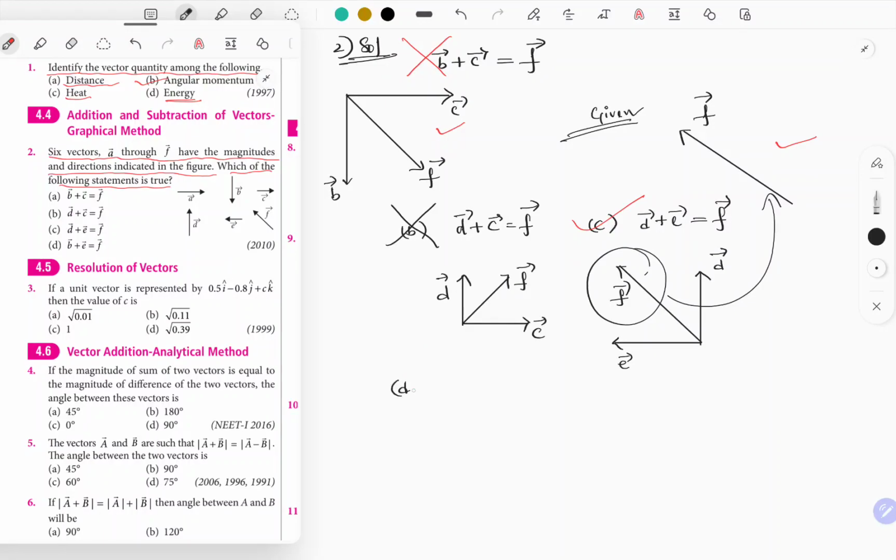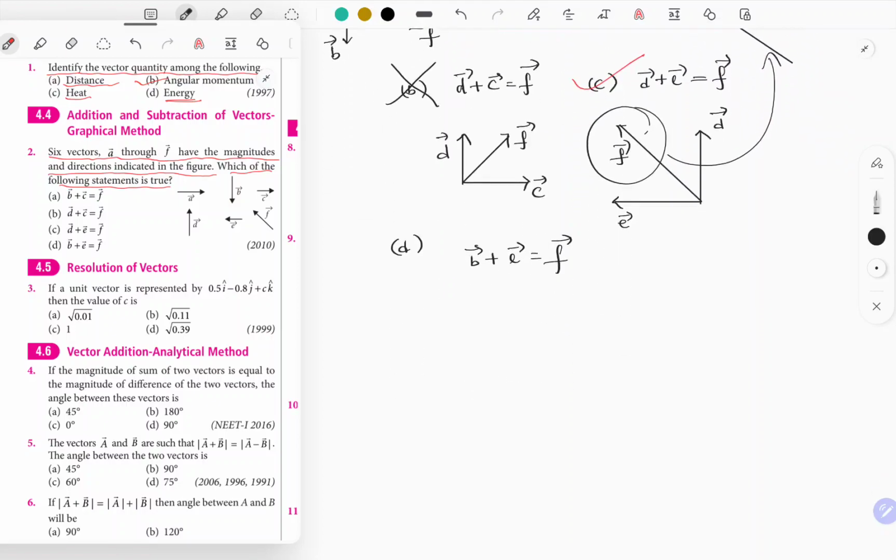Let me check option D. They said B bar plus E bar is equal to F bar. Okay, let us see. B bar vector direction is towards down. E bar vector direction is towards left. So this is B bar and this is E bar. So the resultant vector must be between these two vectors, and this is going to be the F vector.